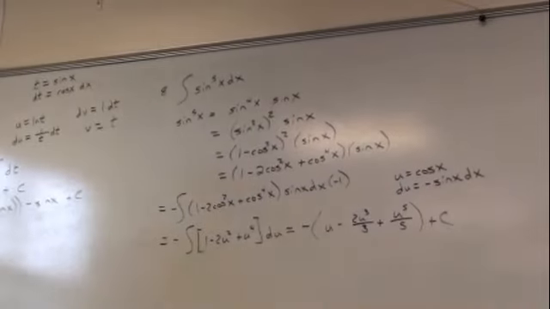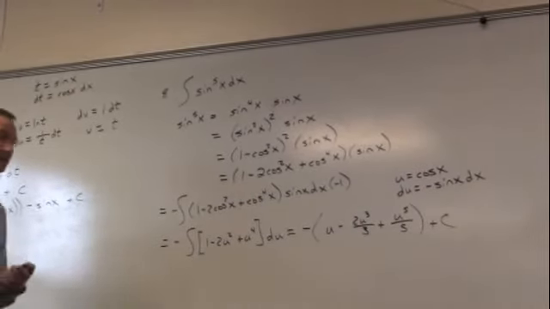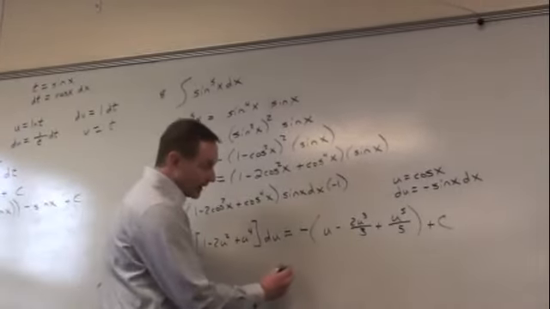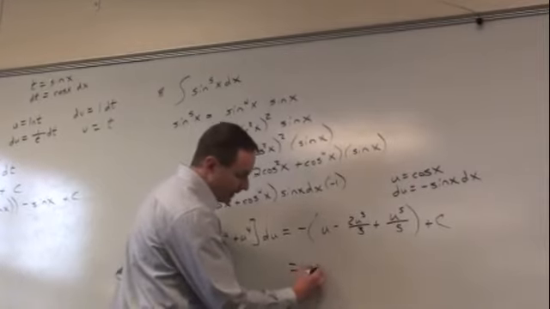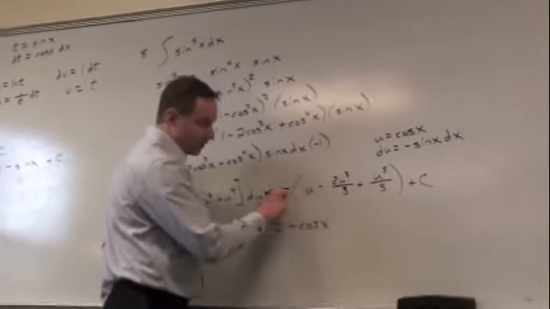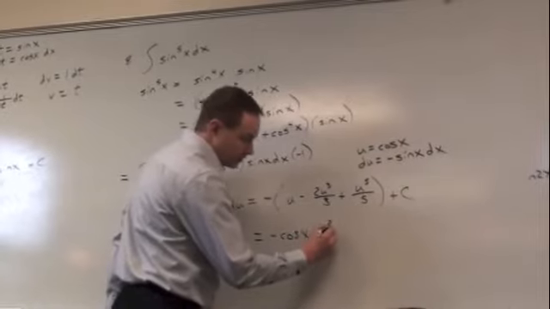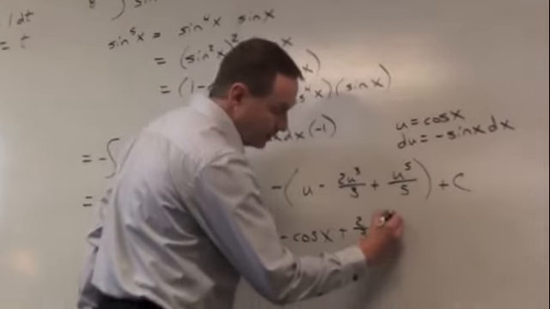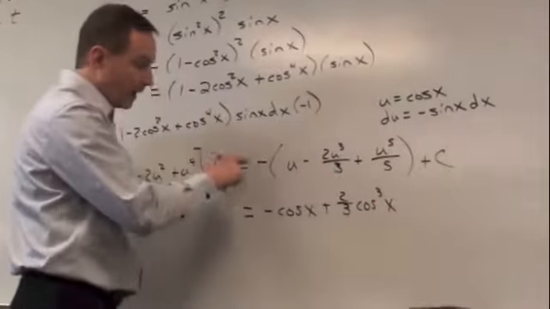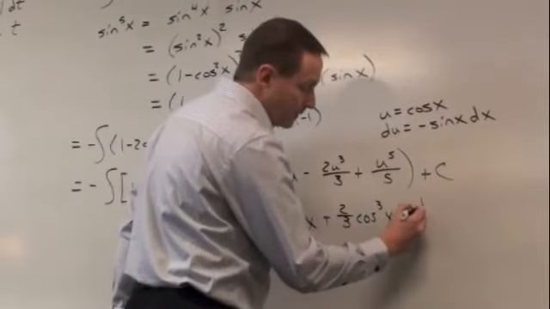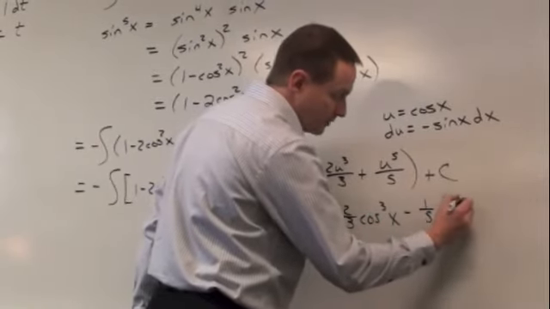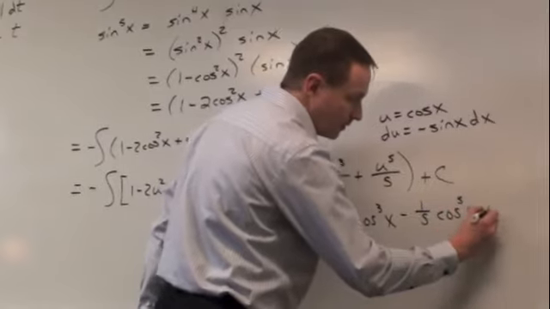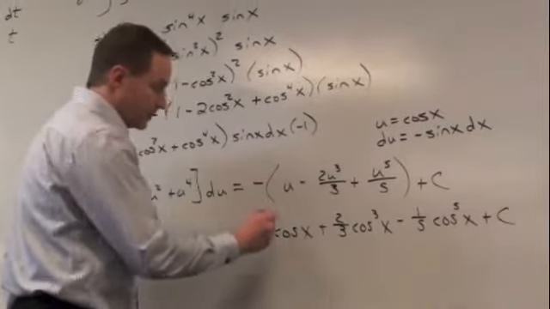We're done with the problem other than back substituting cosine x as u. So my final answer is going to be the negative of the cosine of x plus 2/3 cosine cubed x minus 1/5 cosine to the fifth x plus the constant of integration.